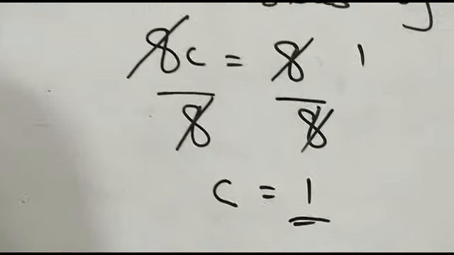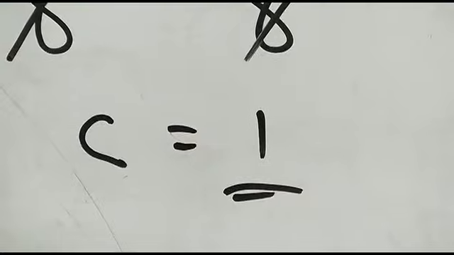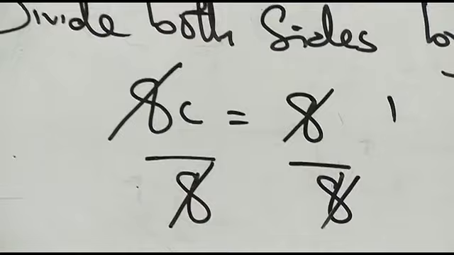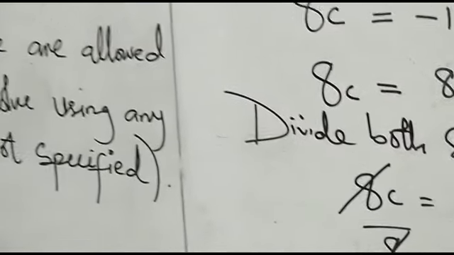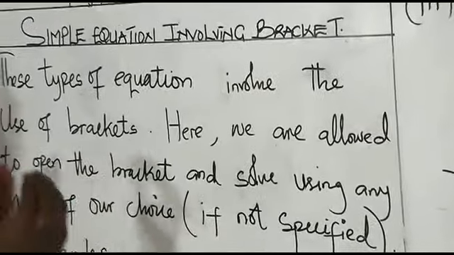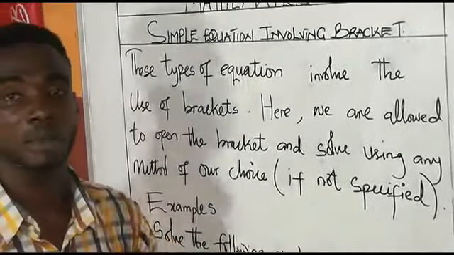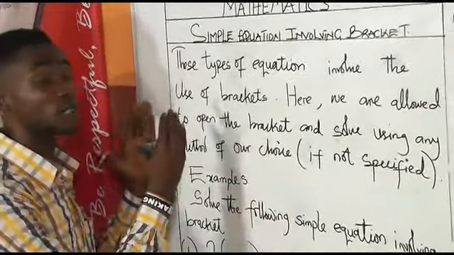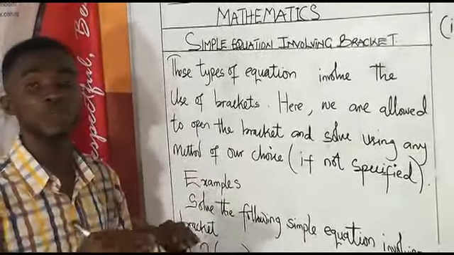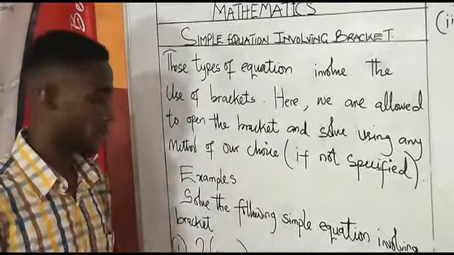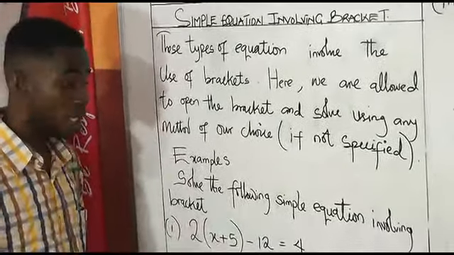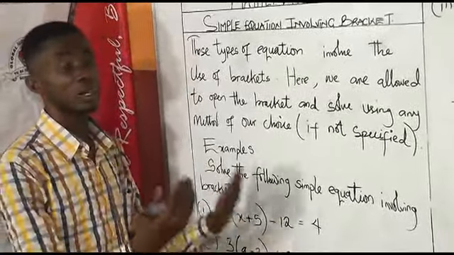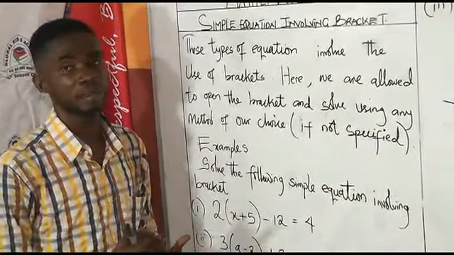Alright students, let me just throw a recap on what I've just discussed. Remember we said this is a simple equation involving the use of brackets. Here we first open the bracket and then we solve using any suitable method of our choice. So the first question has been solved using the balancing method. The second and the third questions have been solved using the collection of like terms method.